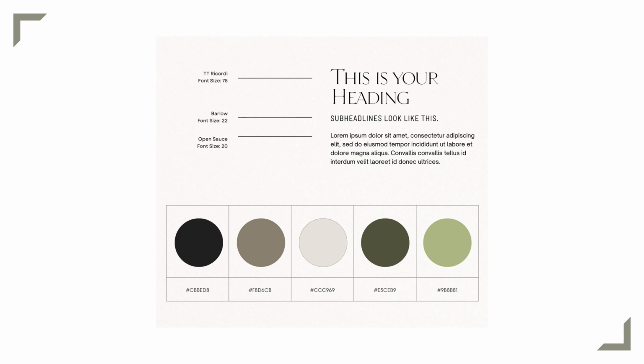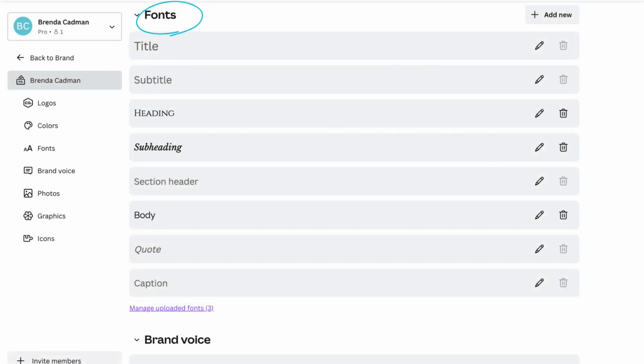So for example, you should have one font treatment for your headings, another for your subheadings, another for body copy, and so on. And with the 2023 updates to the brand kit, you can also now set a wider selection of font styles, including title, subtitle, section header, quote, and caption.